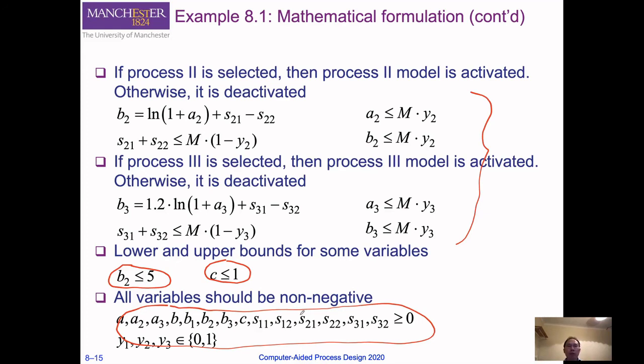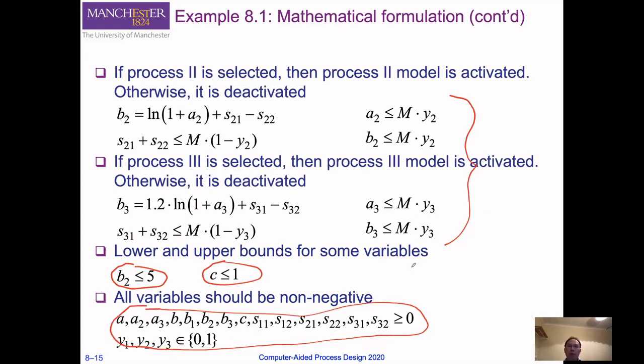I don't think it's too difficult, right? Let's calculate the degrees of freedom for this example. DOF is equal to the number of variables. We have 17 variables minus the number of independent equations, that is 5, and then the degrees of freedom is equal to 12. That means we have 12 independent variables.